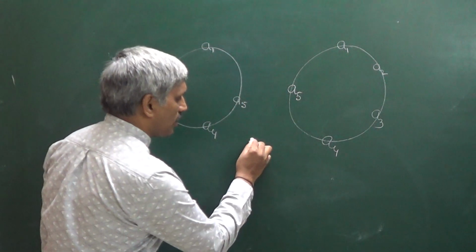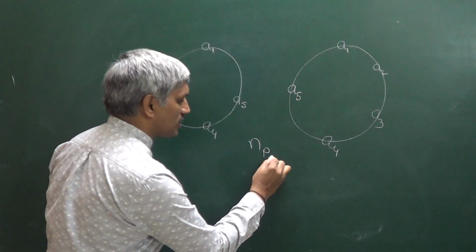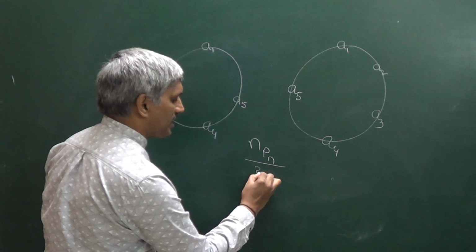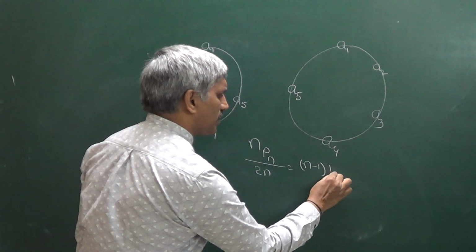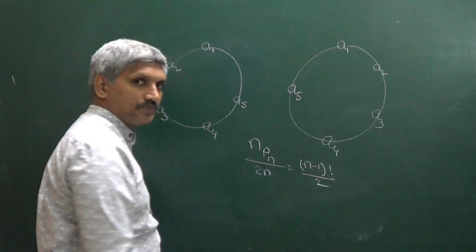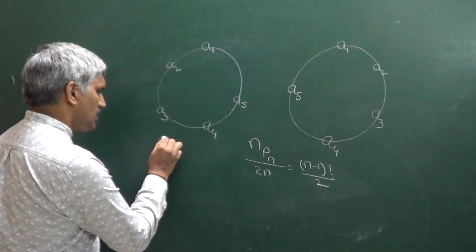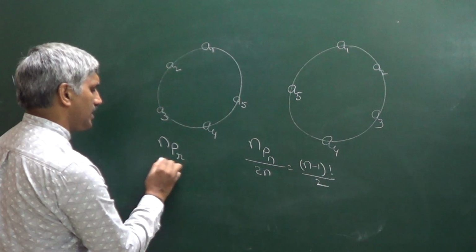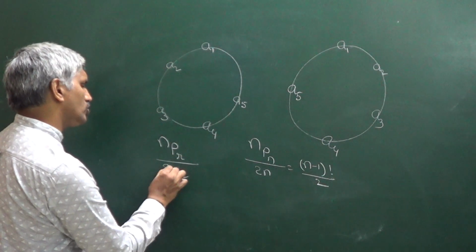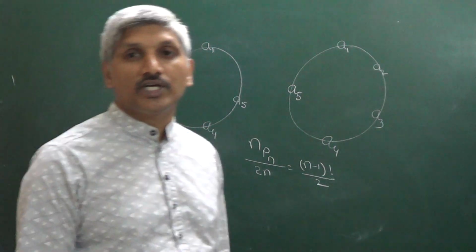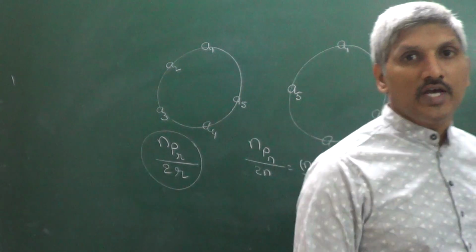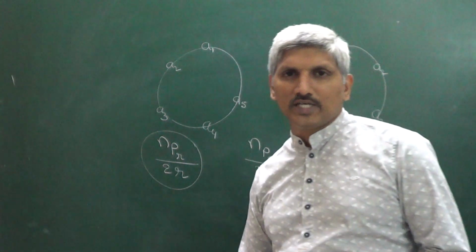That's why the number of circular permutations you will get in that case is nPn divided by 2n, that is nothing but (n minus 1) factorial divided by 2. Whereas in the second case, nPr divided by r, divided by 2. That's why nPr divided by 2r. That is the answer where there is no significance for clockwise and anti-clockwise directions.